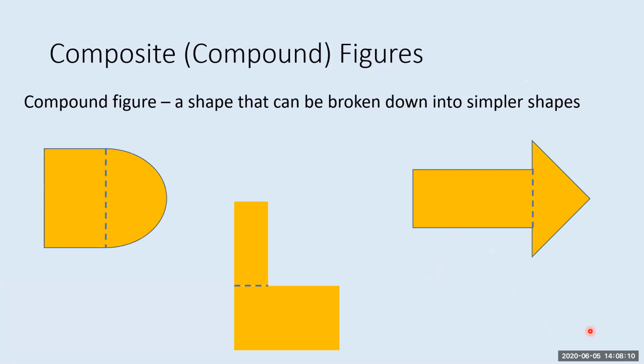The last category of shapes that we're going to talk about this week are composite or compound two-dimensional figures, so flat shapes that are compound. A compound figure or a compound shape is a shape that can be broken down into simpler shapes, so a shape that can be broken down into some of those shapes that are listed on our formula sheet. And I've just got a few examples of compound two-dimensional shapes up on the screen here.